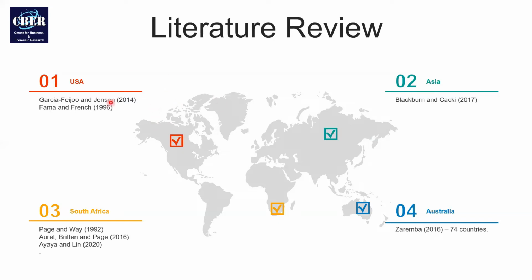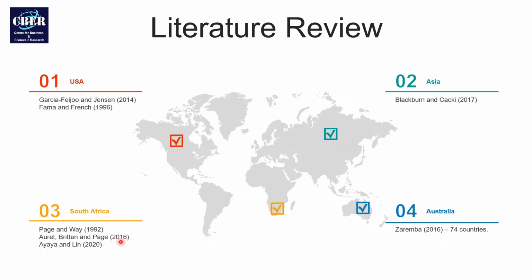As mentioned earlier, Garcia Fajon Jensen is the inspiration of this empirical study. They performed an incredibly similar study to Mr. Lin and I, but they focused primarily on US markets. And the study was an extension of Fama French of 1996. Then in South Africa, there have been studies in long-run reversals by gentlemen such as Page and Way and Auret, Britten and Page, who are actually my professors. However, none of these authors took monetary conditions into account.